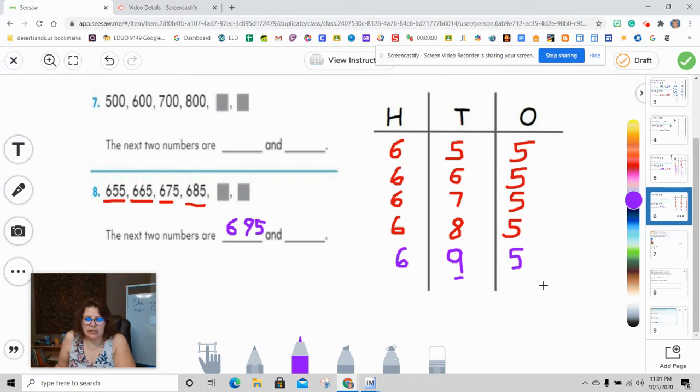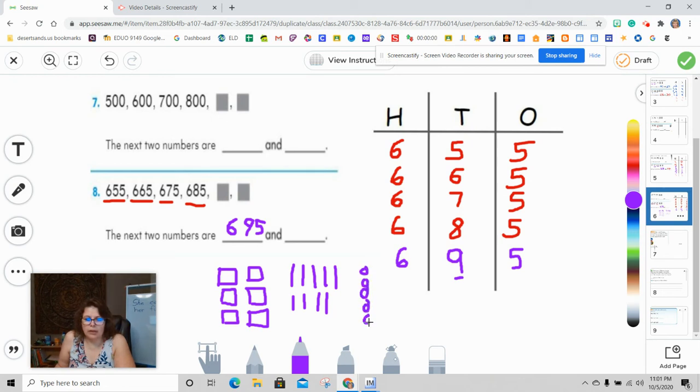So now I'm going to draw this picture and I'm going to add one more 10. 100, 200, 300, 400, 500, 600, and then I have 9 tens. 1, 2, 3, 4, 5, 6, 7, 8, 9, and then 5 ones. 1, 2, 3, 4, and 5.